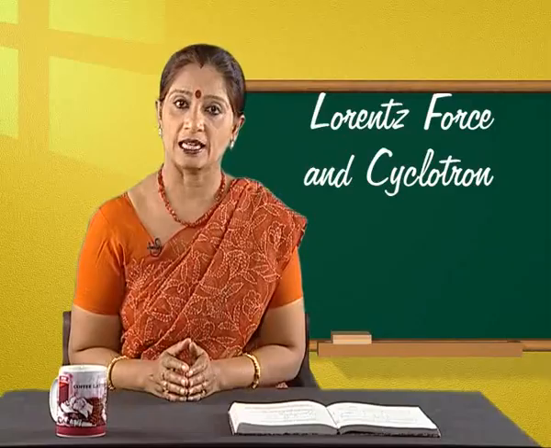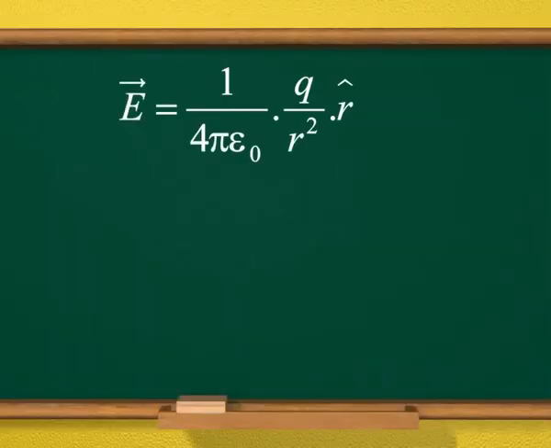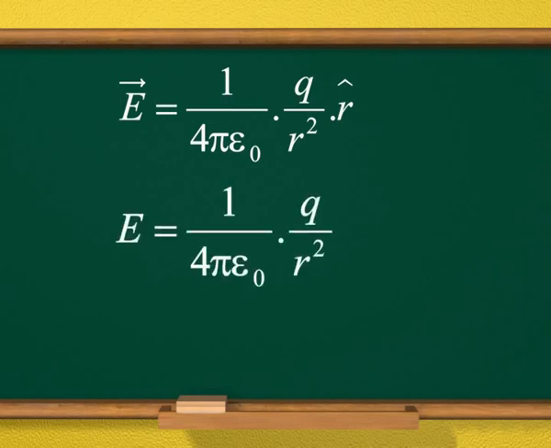The electric field intensity vector E is equal to 1 upon 4 pi epsilon naught into Q upon R square into unit vector R, and the magnitude of the electric field at field point is given as E equal to 1 upon 4 pi epsilon naught into Q upon R square. Once the effective electric field E at a point is known, the force on a test charge Q0 at that point can be given as vector F equal to Q0 into vector E.